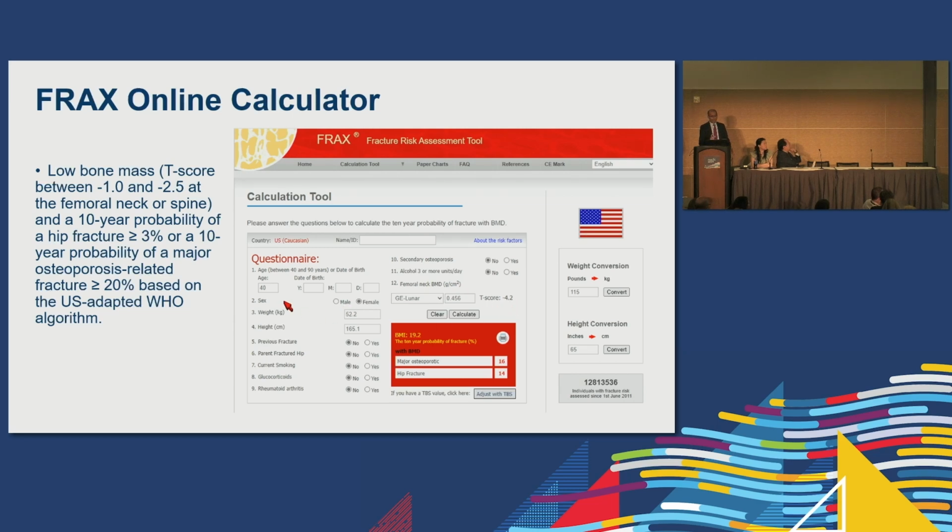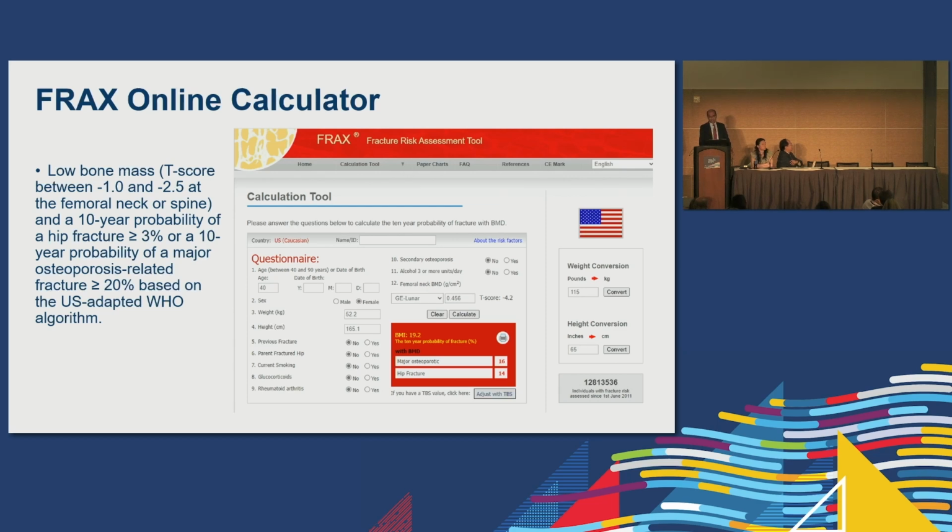Now this, just like Dr. Williams pointed out, is validated for people above 40 years of age. And then you hit calculate, and here we get the 10-year probability of fractures. The major osteoporotic fracture risk is 16%, and hip fracture risk is 14%. Now, the thresholds for treatment are 20% for major osteoporotic fracture, and for hip fracture it is 3%.